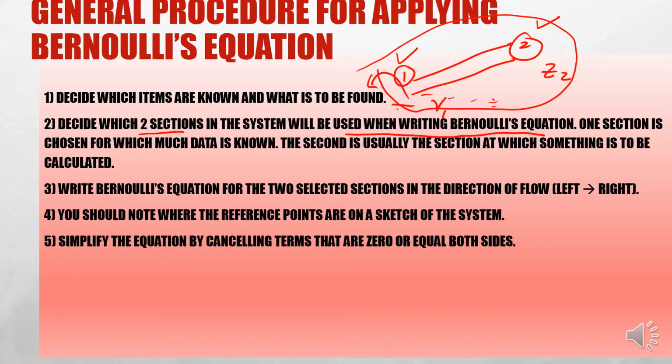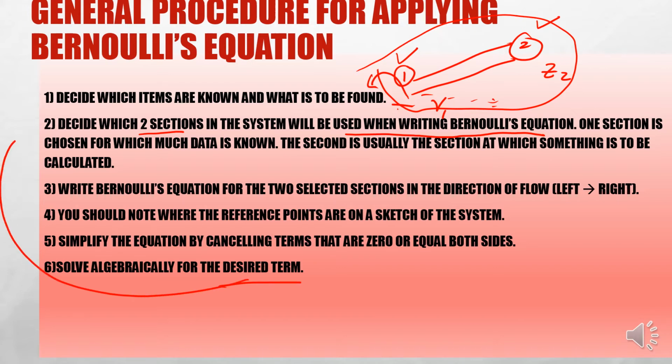For example, there might be parameters which you can remove because they become zero, or maybe they are equal on both sides, so you can just cancel them out. And lastly, you can just solve the problem algebraically and get the desired term which you already identified in step 1.